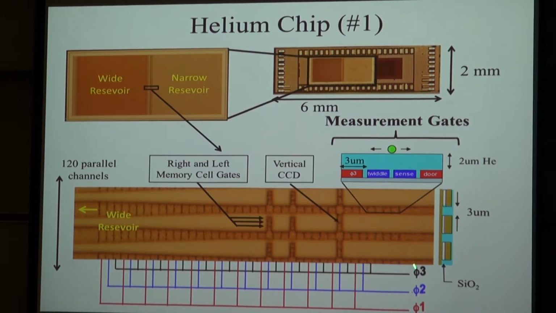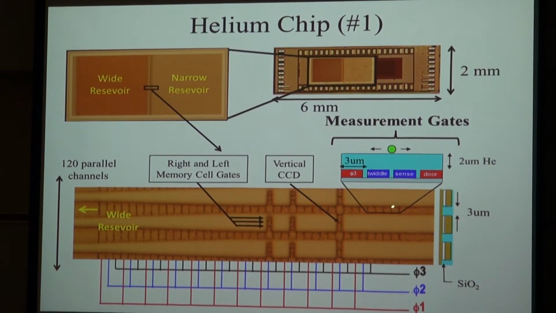To give you an idea of the scale, these channels are 3 microns wide and about 2 microns deep. The pitch of these gates down here is 3 microns. So on the scale of things, it's fairly large for the semiconductor world.